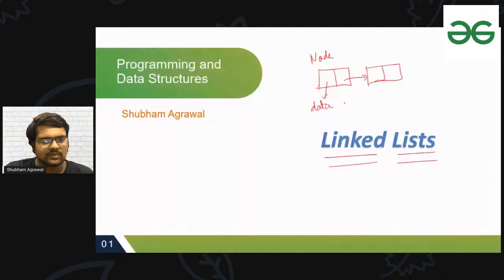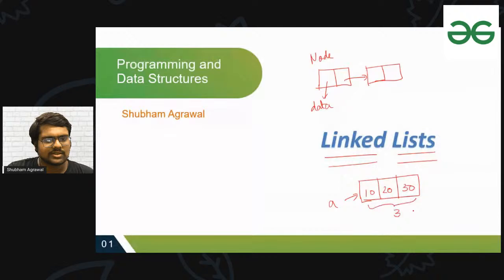We have studied arrays. An array is a static data structure in which the size is fixed. Suppose we have an array of three elements, 10, 20, 30. Here the size of this array is fixed, so we have only three elements and we can't increase its size because it is static. But in a linked list we can increase the size, so we can have any number of nodes in the linked list. This is the basic idea of a linked list.